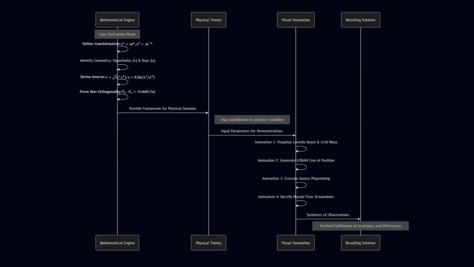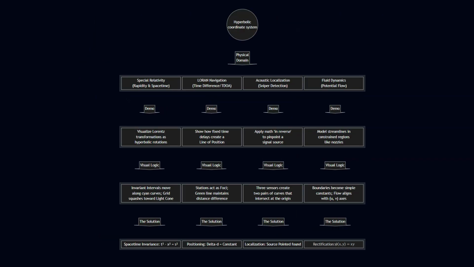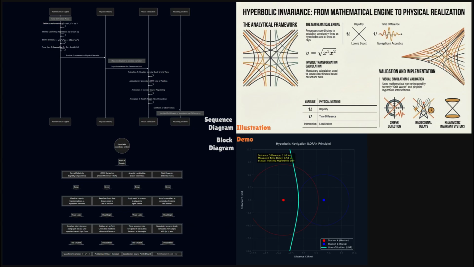The theory block, the mathematical properties defined in the derivation, such as how lines of constant value form specific shapes, are linked directly to different physical fields like high-speed physics, navigation, or fluid flow.